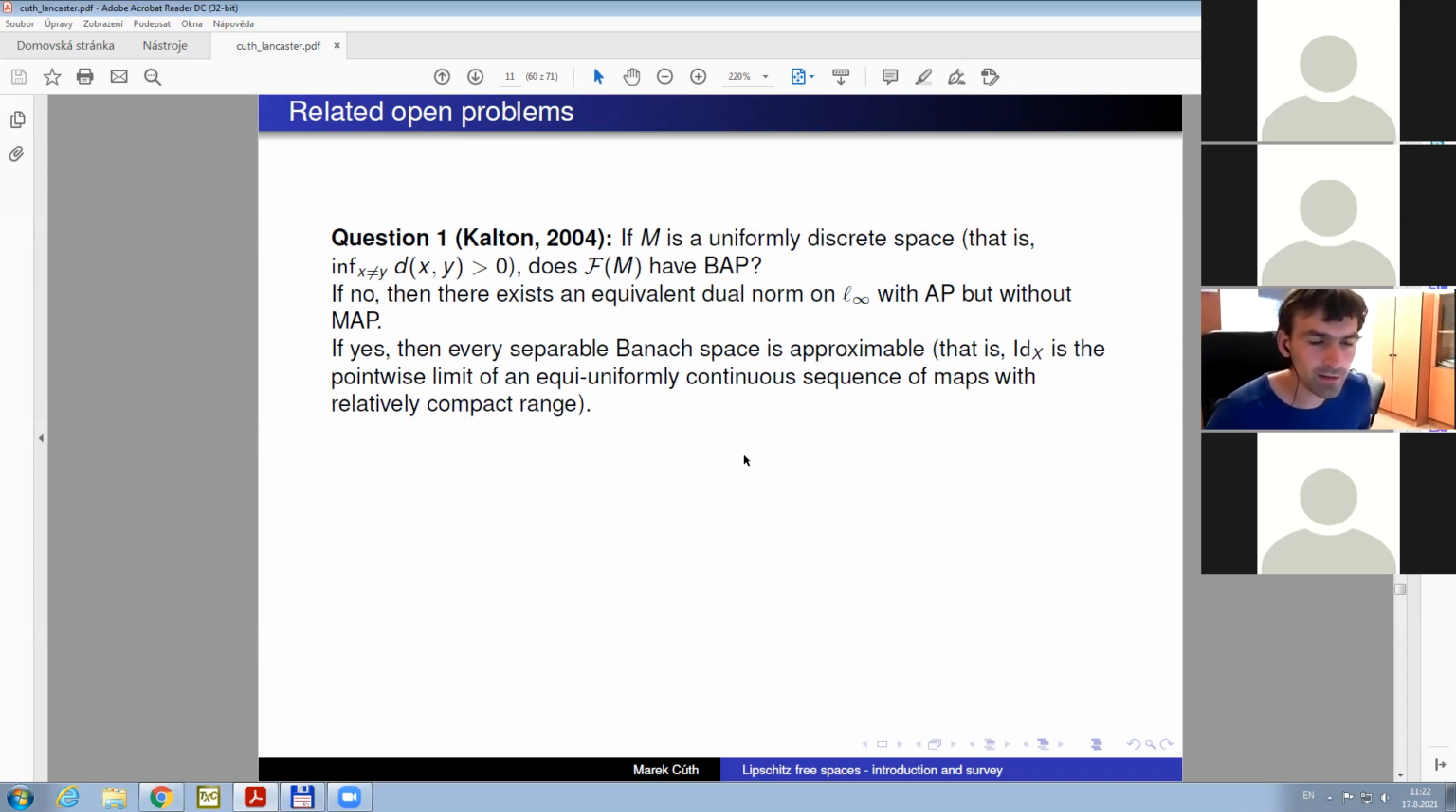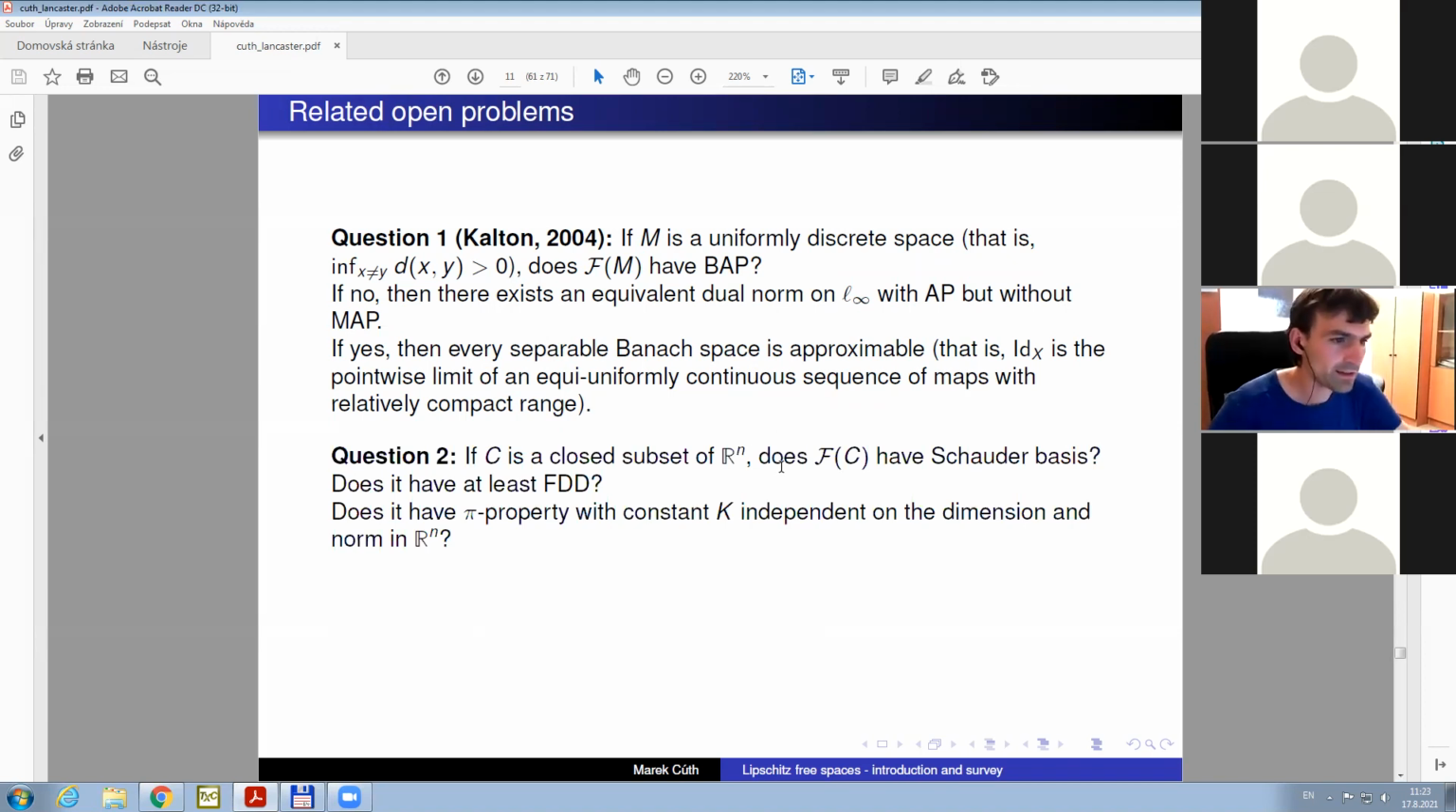Let me note that the question is actually only about nets in Banach spaces. So here, one might consider, for example, nets in Banach spaces. If you could prove that the free space over any net in a Banach space has BAP, then you would be very close. Maybe even you would solve this problem here.